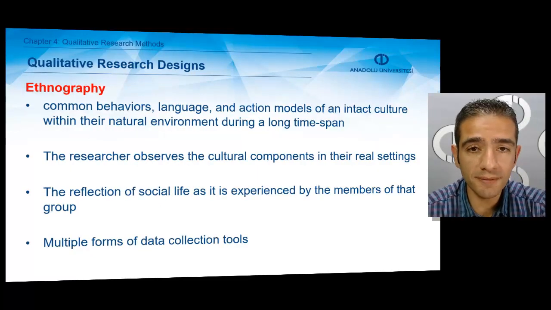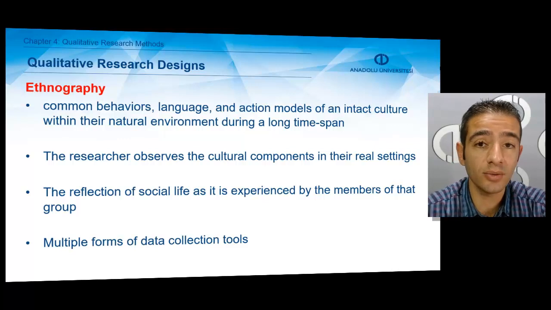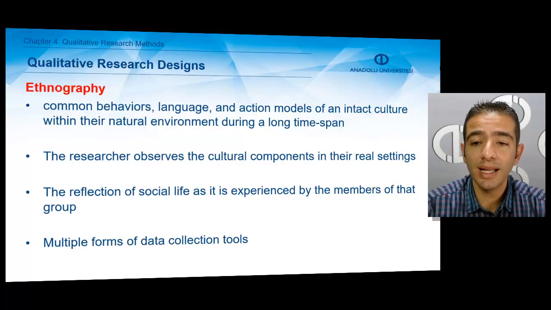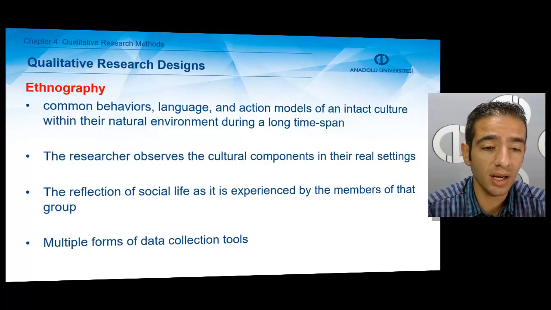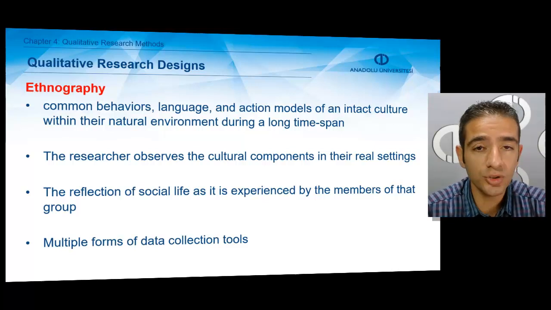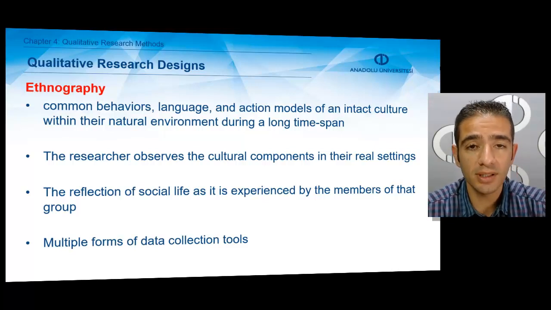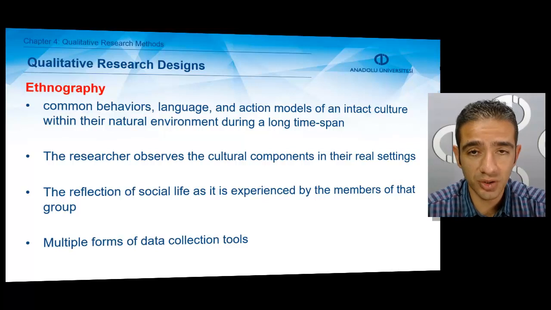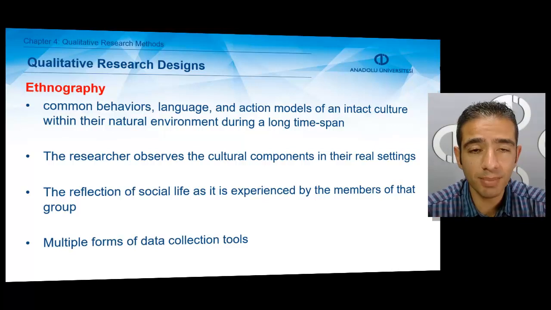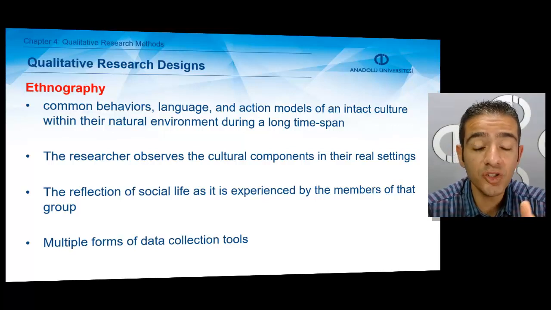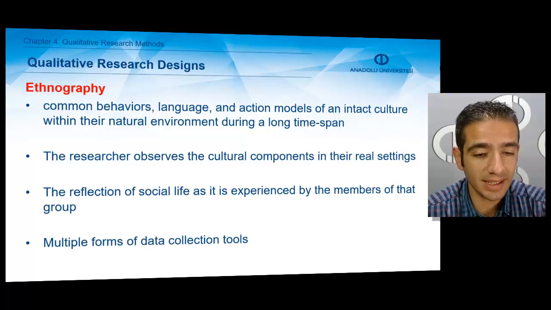In ethnography, which is an advanced level of qualitative research design, we study the common behaviors, language, and action models of an intact culture in its natural environment during a long time span. I mean, you try to observe the individuals in their natural cultural group. And as researchers, we place special emphasis on the cultural components of the real settings.